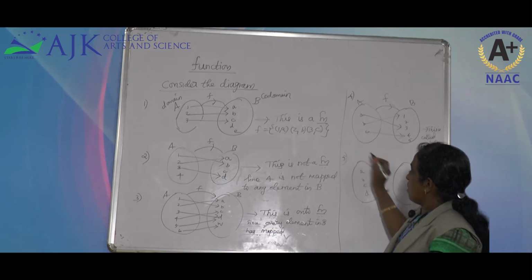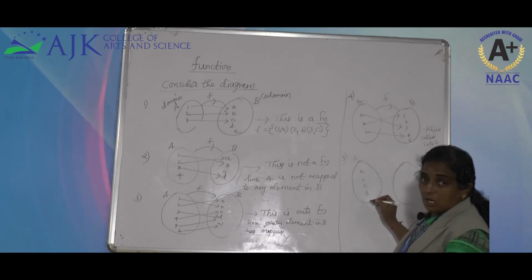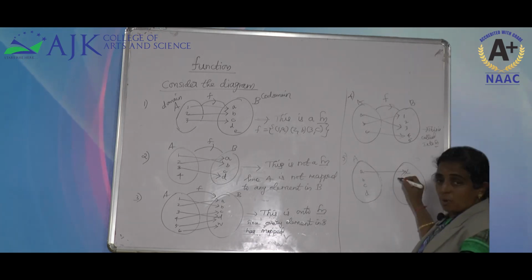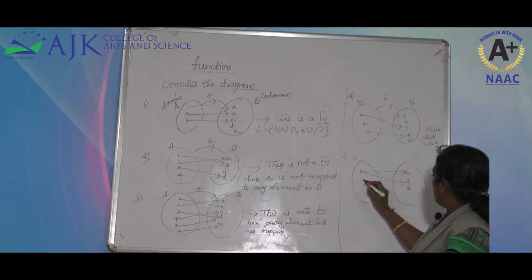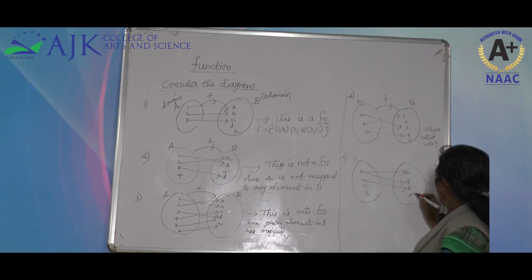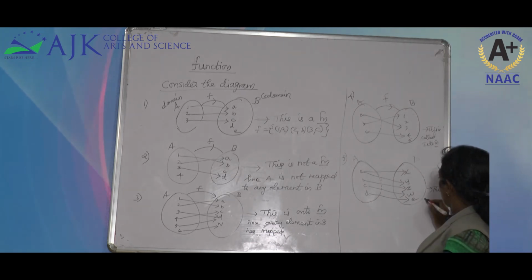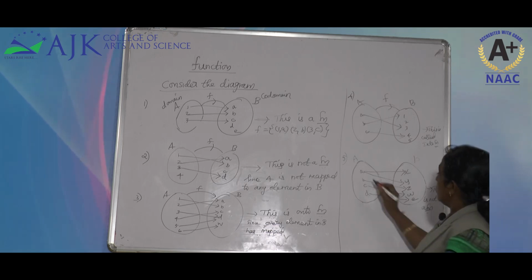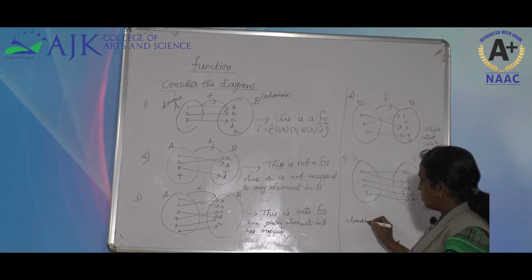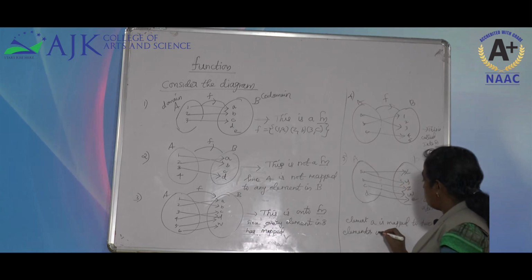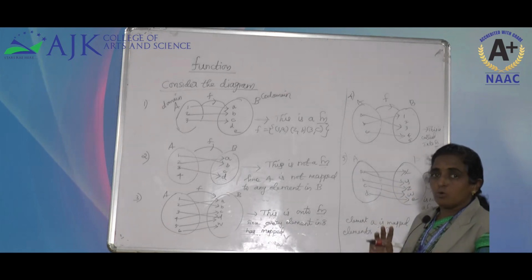Next, we see the fifth example. A, B, C, D are the elements in A, and X, Y, Z. Then A is mapped to X, A is also mapped again to Y, B is mapped to Z, W, E. C is mapped to W, D is mapped to E. But A is mapped to 2 elements in B. So this is not a function. The reason: element A is mapped to 2 elements in B. That means A has 2 images. So this is not a function.